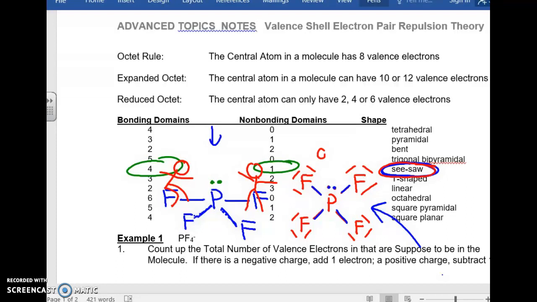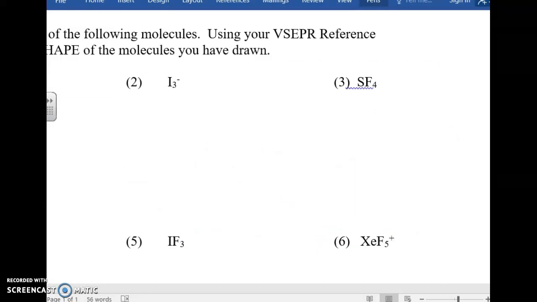You also can call it a distorted tetrahedron. Anyway, why don't we look at a sample problem on homework? This is question number 2.